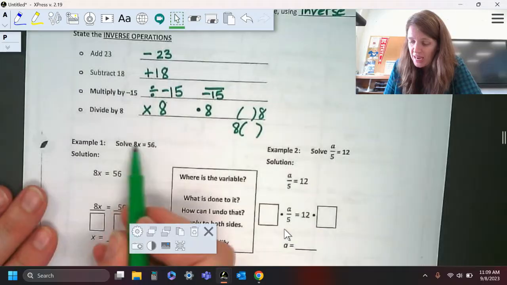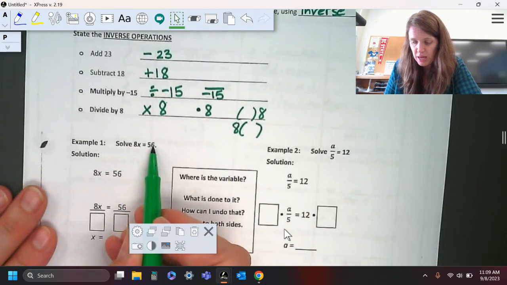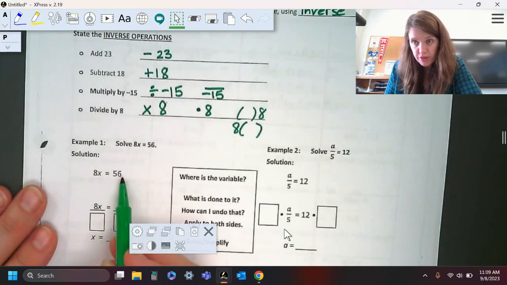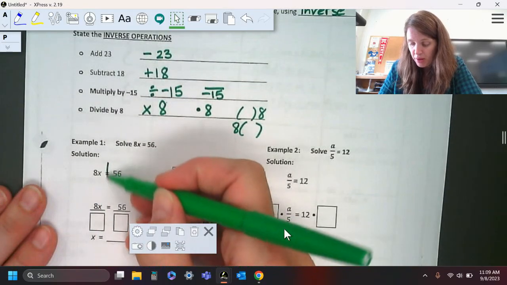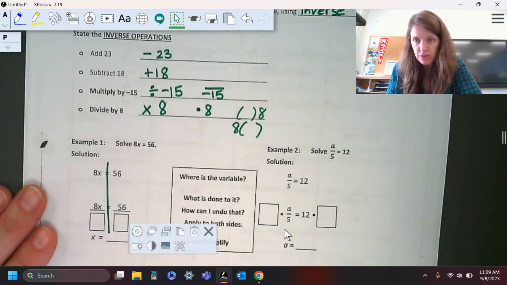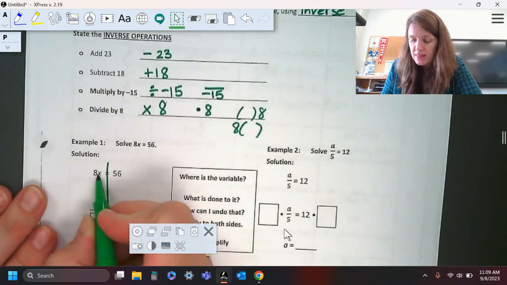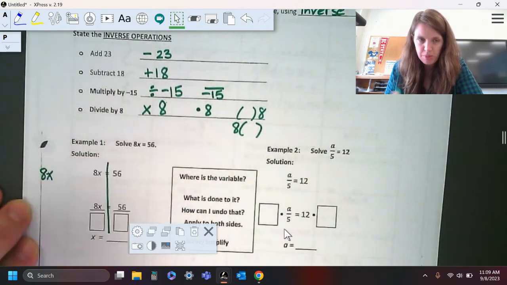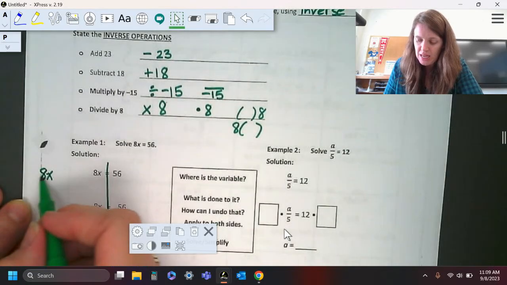If I'm solving 8x equals 56, okay, I look at the problem. What is the number with the letter? That is the number that I want to move. In order to move it, I want to think about, I've got two sides, again, to any equation. If you need to draw your line, draw your line. This is being multiplied. 8 is being multiplied by x. Whenever you have two things together like that, that means there's a multiply happening. Okay, so 8 is multiplied by x.